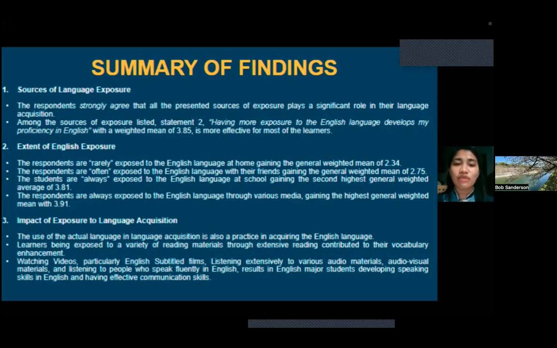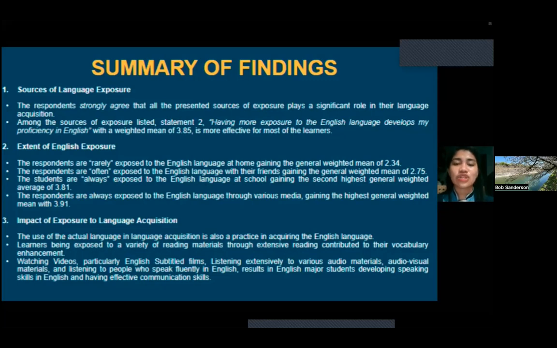Aside from this, we also find out the extent of their exposure to these sources. Through our study, we found out that the research participants are always exposed to the English language through various media, gaining the highest general weighted mean of 3.91. Therefore, the findings imply that respondents have the highest exposure to the English language through media, particularly because the information the respondents are reading is written in English, gaining the highest mean of 3.80 on media.